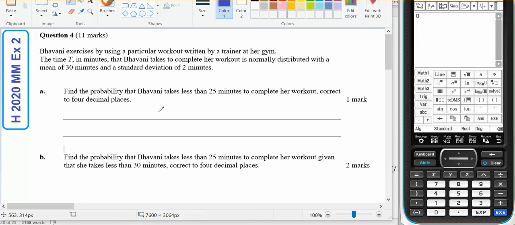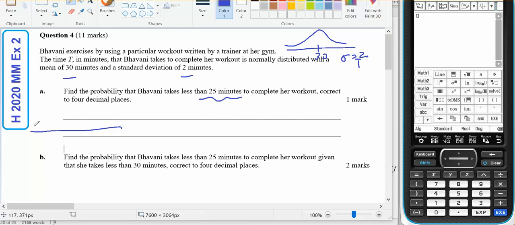This is for Year 12. This comes out of Heffernan 2020 Exam 2 question number 4. So we have the time to complete her workout is normally distributed with a mean of 30 and a standard deviation of 2. So T has a mean of 30 and a standard deviation of 2. Find the probability that she takes less than 25 minutes to complete her workout, correct to 4 decimal places.